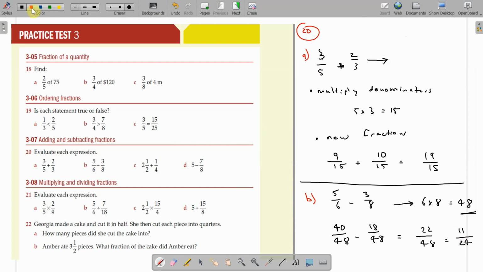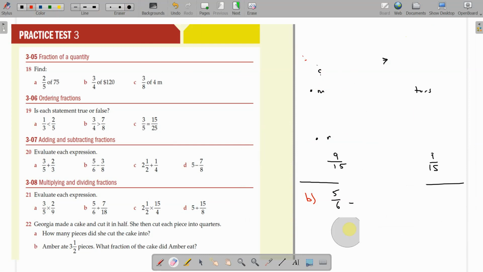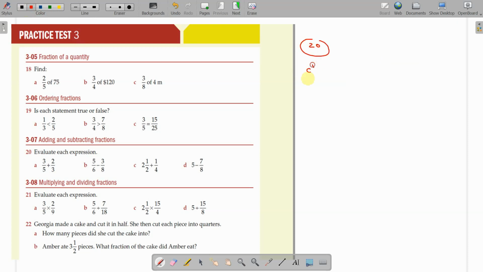Okay, part C. Not going to do the whole one of this one. I will take that off. Give me some space. Part C, I'll start us off. Part C. Question 20. Part C.